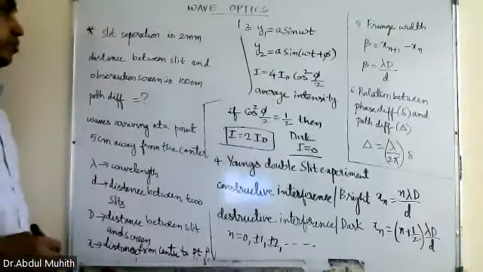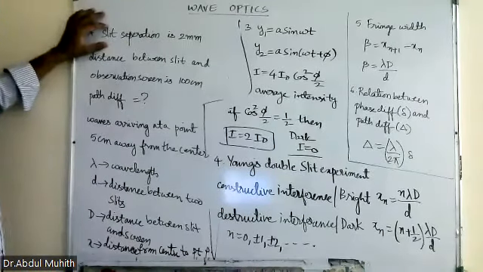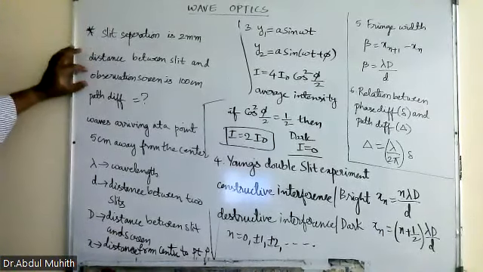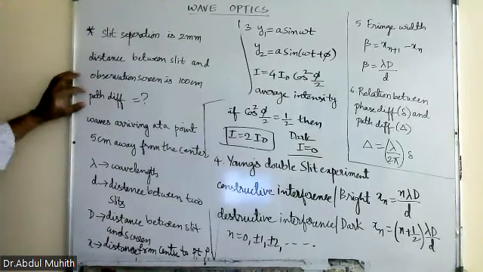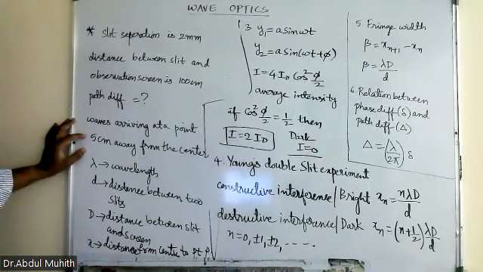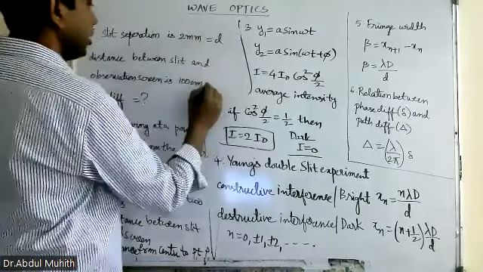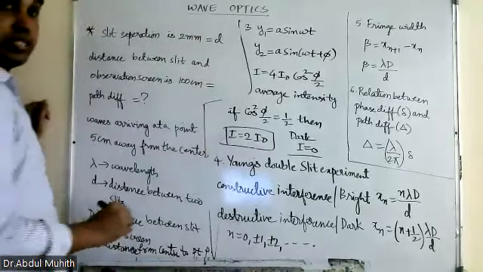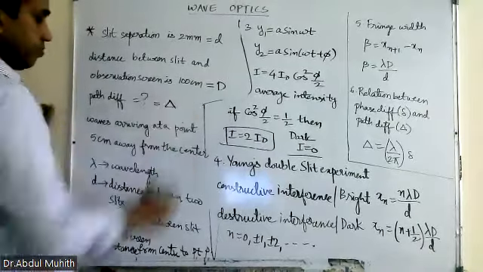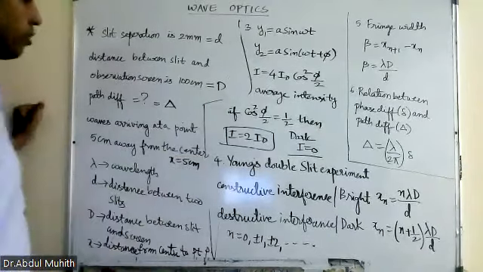Once again, I repeat, this is a numerical. Slit separation is given as 2 millimeters. Distance between slit and observation screen is 100 centimeter. Path difference we don't know. Wave arriving at a point is 5 centimeter away from the center. So what is this? This is small d, right? This is capital D. And what is the path difference symbol? Delta. Waves arriving at a distance x is equal to 5 centimeter. What is the formula for path difference?